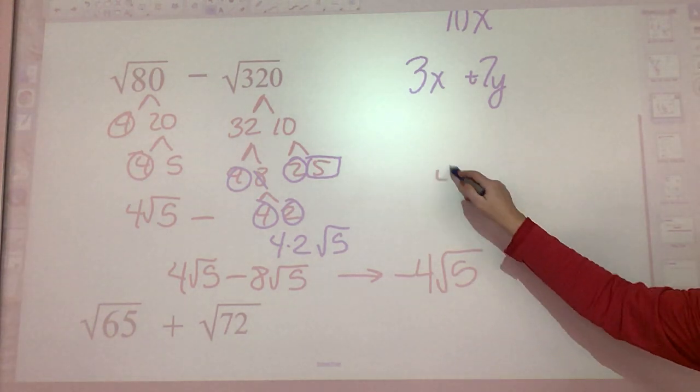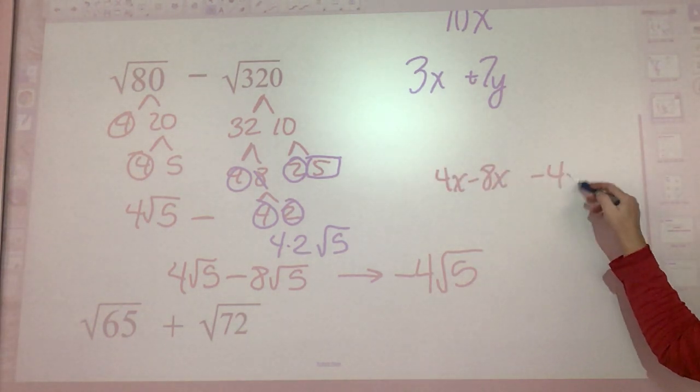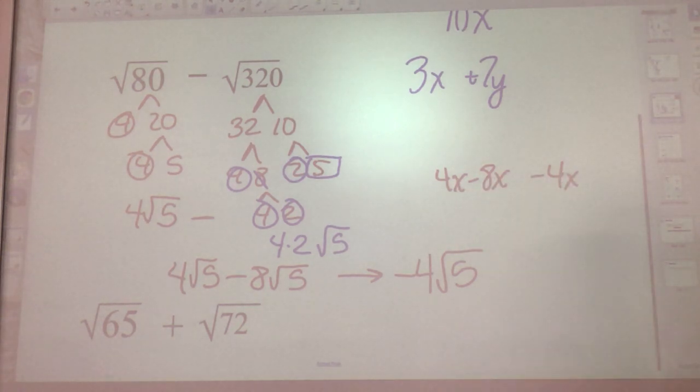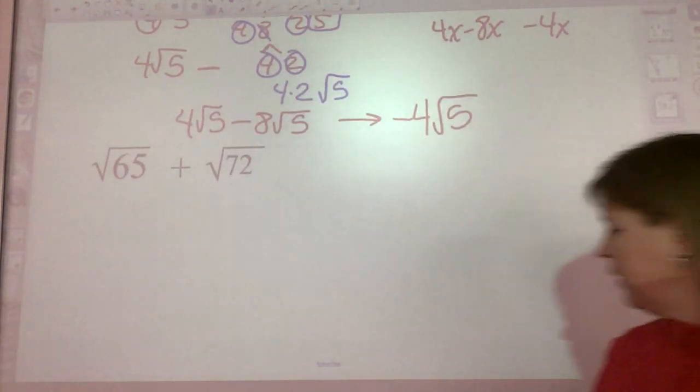Same as x's. If I had 4x minus 8x, 4x minus 8x is negative 4x. You keep the term, the variable, and just subtract the numbers in front of it. Try it with this one.